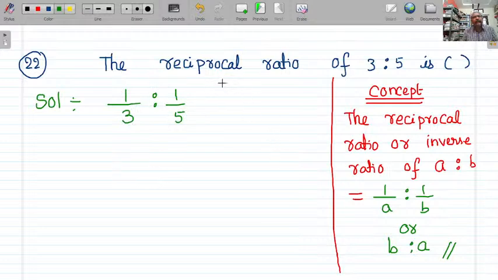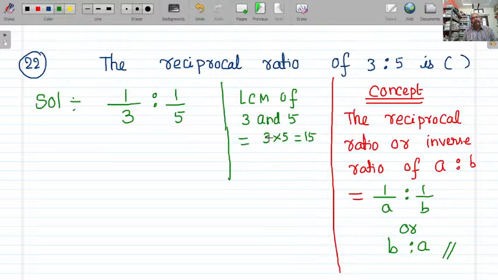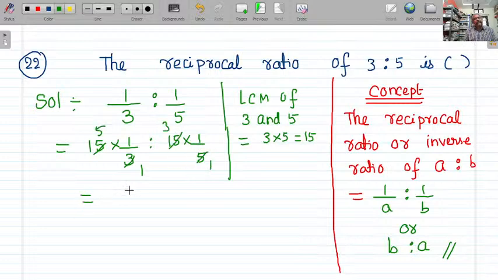Or for example here, get the LCM of 3 and 5. Here one interesting factor needs to be discussed: 3 and 5 are co-primes. So the LCM is 3 into 5, which is 15. Multiply these two terms with 15. So what do we get now? 15 multiplied with 1 upon 3 is to 15 multiplied with 1 upon 5. Then 3 1s are 3, 3 5s are 15, so you will be getting 5 is to 3.